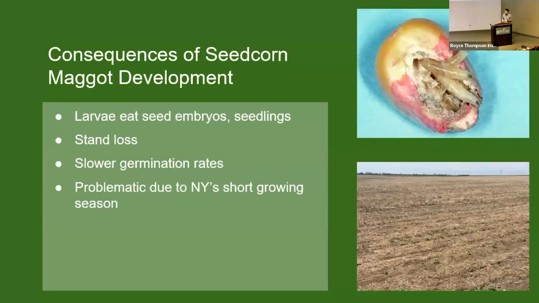Okay, so let's talk about some of the consequences of seedcorn maggot development. As I mentioned earlier, the seedcorn maggot larvae burrow into seeds and they eat the embryos and the seedlings as well. So that includes roots, shoots, cotyledons, and other parts of the seedling. And what that causes is a phenomenon known as stand loss. Now, in stand loss, the embryo of the seed is consumed, and so the plant never grows.